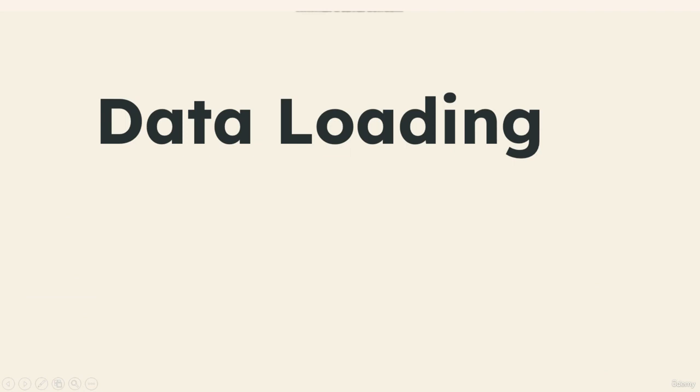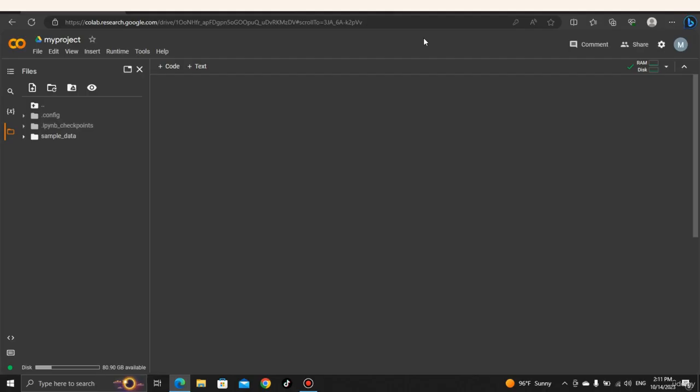So the next step in building machine learning models is data loading. We already downloaded our dataset and extracted it to a CSV file. It's time now to go to Colab and load it there. So this is Google Colab. This is the environment we will be using to create machine learning models.